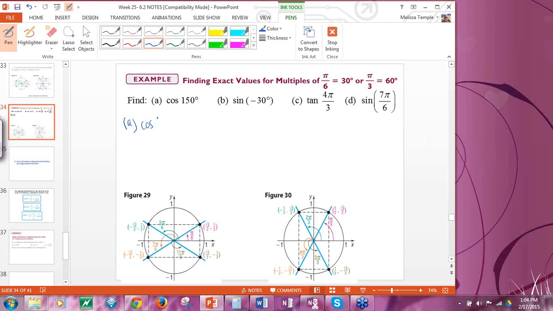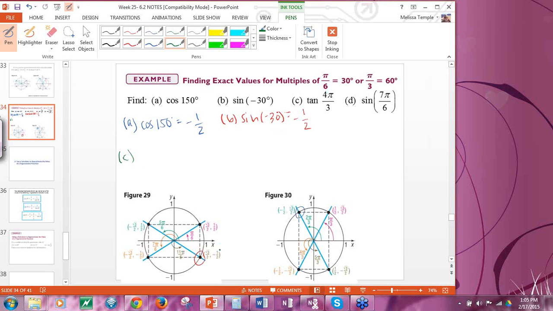A, cosine of 150 degrees, we have to find where that would be. Well, 180 is straight across. If I go back an extra 30, that's like an extra pi over 6. That's this point right here. So cosine at this point is negative 1/2. B, sine of negative 30 degrees, remember negative means go clockwise. So starting here, if I go down 30 degrees, I'm at this point here, and my sine is negative 1/2.